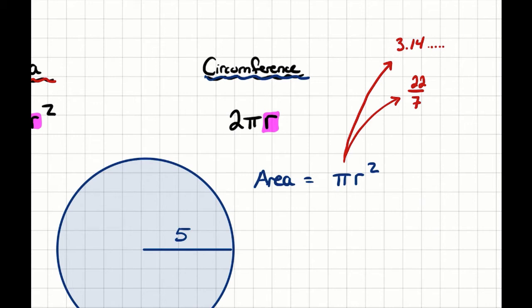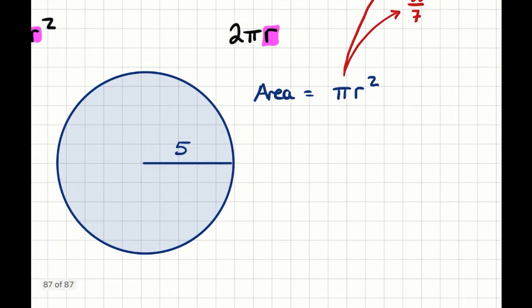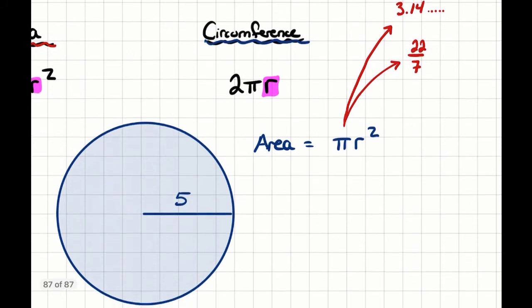And 22 divided by 7 does not give you pi, it just gives you something very close to it. But pi is something that the ancients discovered that was part of a relationship between diameter and circumference. And it's helped us to solve circles for over thousands of years. So area equals pi r squared.